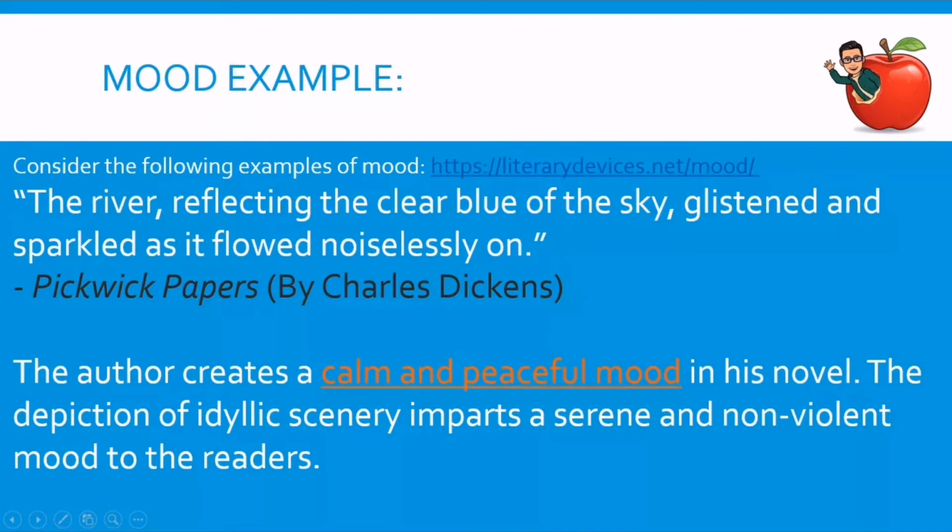Okay. Noiselessness. Kung makaingon tag noiselessly, wala dahil noise, so mingaw. So, unsa man natong mood if mingaw? So, the author creates a calm and peaceful mood. So, meaning to say, calm din siya ang mood ani. So ang mood sa writer ani is kalma siya ug peaceful ang iyahang mood in his novel. The depiction of idyllic scenery imparts a serene and non-violent mood to the readers.